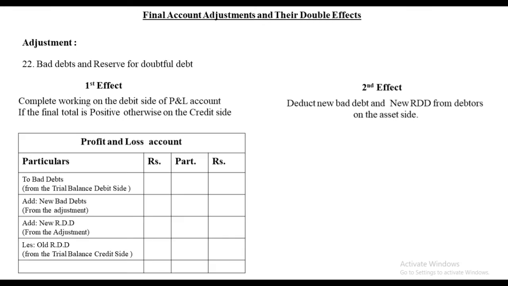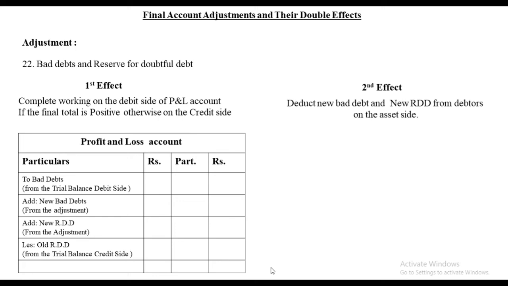So in your P&L account on your debit side, the working will look something like this. It will be to bad debts, that is, from the trial balance debit side, you'll get this value. Add new bad debts, this value will come from the adjustment. Add new RDD, this value will also come from the adjustment. Less old RDD, this value will come from the trial balance credit side. So the working reads: to bad debts, add new bad debts, add new RDD, less old RDD. This is the first effect.